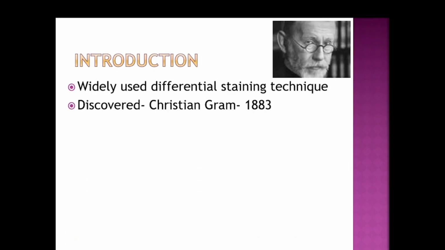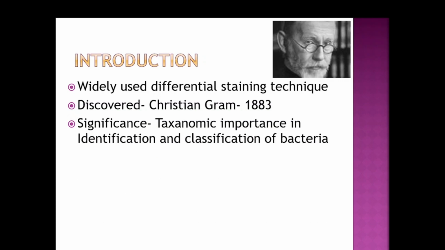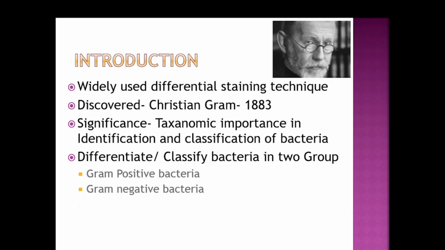So gram staining is a widely used differential staining technique in microbiology, and it was discovered by Christian Gram in 1883 while working on respiratory disease in a hospital of Berlin. The taxonomic importance of gram staining is in identification and classification of bacteria. It differentiates bacteria into two groups, gram positive bacteria and gram negative bacteria, depending upon retention of the primary stain crystal violet after treatment with the decolorizer alcohol.